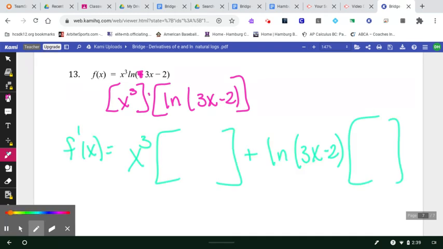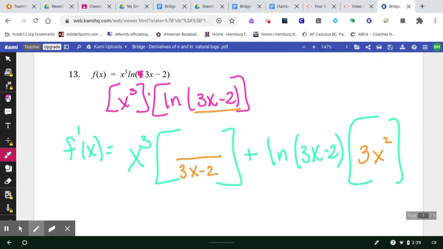So I've set up my first times the derivative of the second plus the second times the derivative of the first. This is an easy 3x squared over here. And I'm going to say it's du over u. My u is that 3x minus 2, and its derivative is just 3. So again, if I just wanted to clean that up, I have 3x cubed over 3x minus 2 plus 3x squared, the ln of 3x minus 2. And there's really nothing more we could do there. I would say we're good to go.